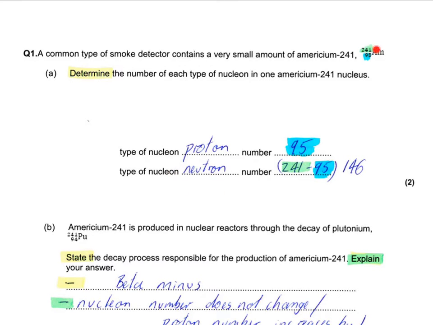So in a nucleus we're going to have protons and we're going to have neutrons, and we can look at here, if we remember that the number at the bottom is the proton number, so that's 95. The number at the top is the nucleon number, the number of protons plus the number of neutrons, so I need to take that 241 from there and take away the number of protons to leave me with 146 neutrons.